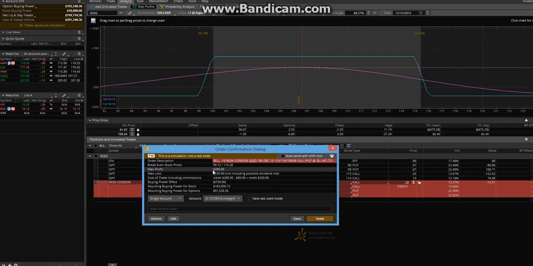Our max profit is going to be $280. Our max loss is 720. And there is some dividend risk, but not a lot. So this is going to tie up $720 of our money, but we can pull in 280. So I'm gonna go ahead and put that in.